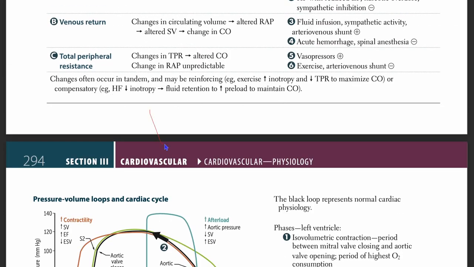That's basically so in heart failure, this thing is not working. So with decreased inotropy, the contractility is not that good. So how is it going to compensate for this when the whole body needs blood? So it retains the fluid to increase preload to maintain the cardiac output, right?